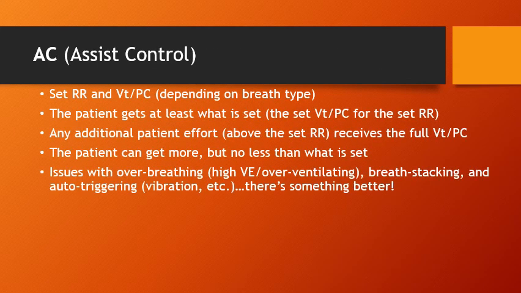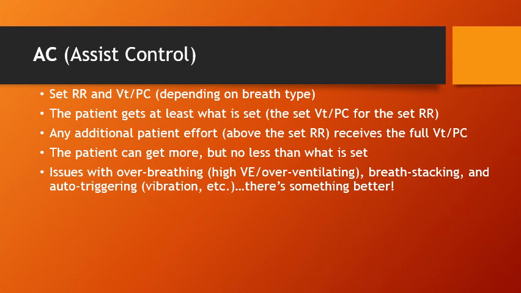So our second mode is assist control, or AC. Just like in CMV, in AC we are going to set a respiratory rate and then either a tidal volume or a pressure control, depending on whatever our breath type is that we've chosen. Now the patient is going to get at least what is set. So the patient is going to get that set tidal volume or pressure control for the set respiratory rate. So if you set a respiratory rate of 15 and a tidal volume of 400, they're definitely going to get 400 milliliters 15 times a minute.